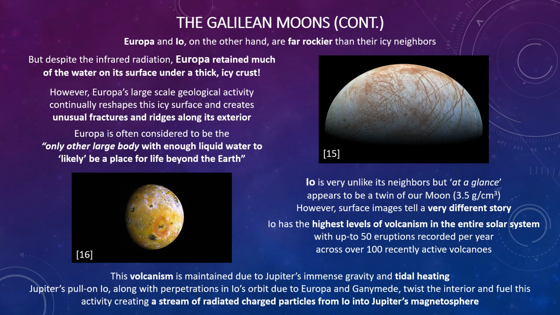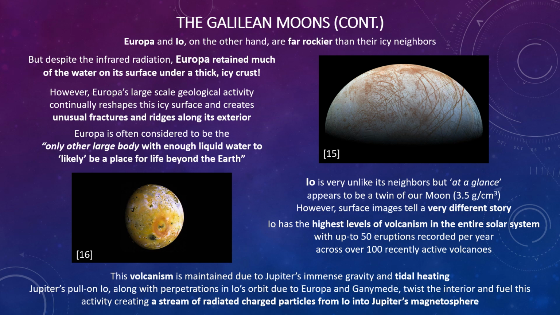So it has the highest levels of volcanism in our entire solar system, with up to 50 eruptions a year, with over 100 recently active volcanoes. And this volcanism is due in large part to its interactions with Jupiter, and it's the immense gravity of Jupiter that causes it to experience the phenomenon that we call tidal heating inside of its interior.